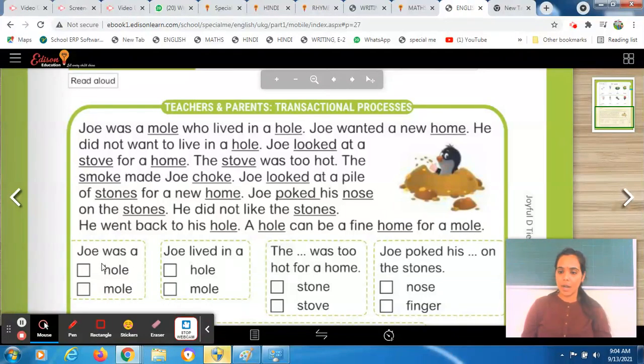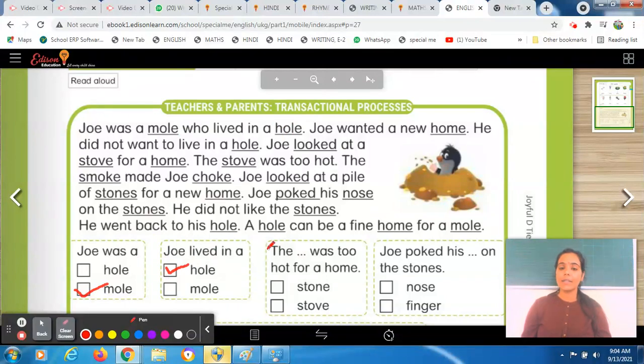So one by one I will ask you, you have to give me the answer. So students, Joey was a hole? No, Joey was a mole, right? So we have to put a tick on the second option because that is the correct one. Okay, the next is Joey lived in a, कहाँ रहता था? Joey was a mole who lived in a hole. कहाँ रहता था? Hole में. So you have to put a tick on this.